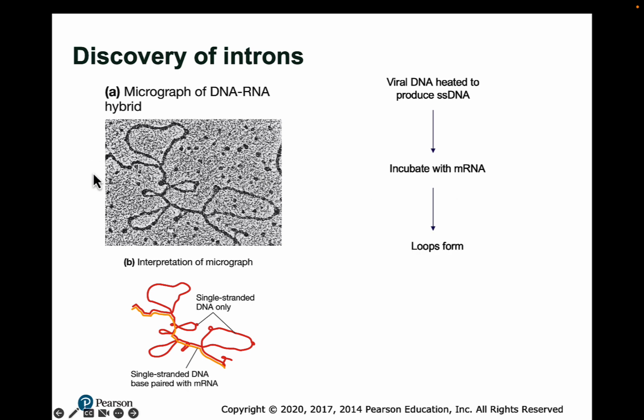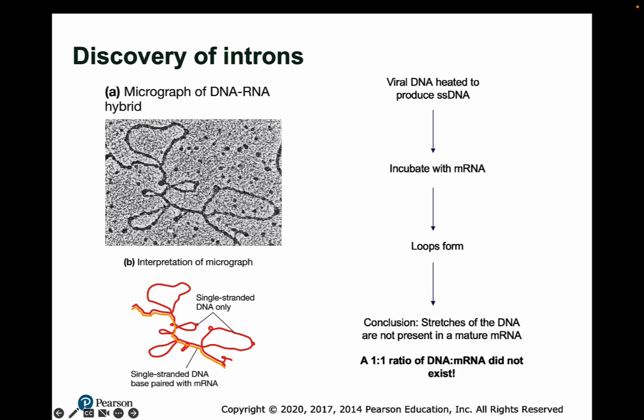And what they saw was that loops formed. So that's shown here in this micrograph. And so they saw that these loops were forming when you incubated single-stranded DNA with RNA. And so here's a loop, and here's a loop, and here's a loop. And so what they interpreted was that there were stretches of DNA not present in mature mRNA.